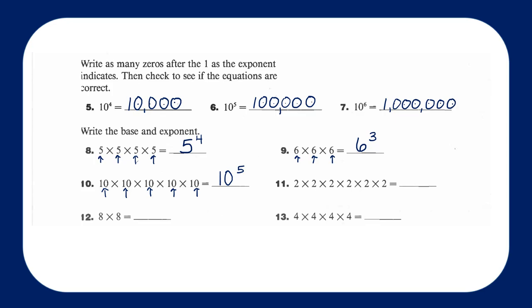Question 11, the base is 2, and I'm multiplying 2, 1, 2, 3, 4, 5, 6 times. Question 12, the base is 8, and I'm multiplying 8 2 times. Question 13, the base is 4, and I'm multiplying it 1, 2, 3, 4 times. So it's a power of 4.